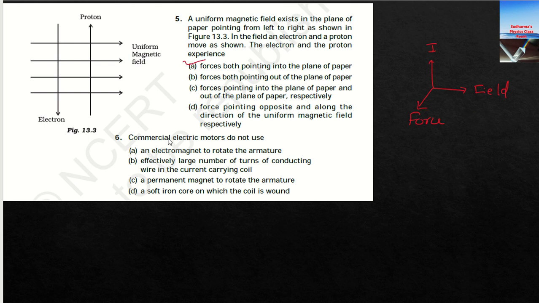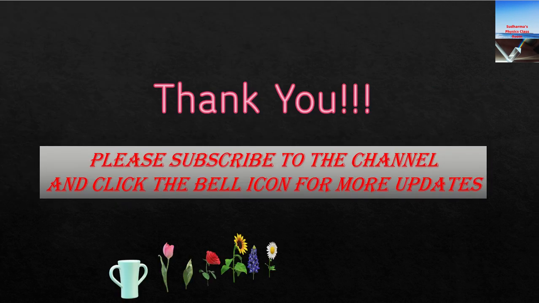Now the question number 6. Commercial electric motors do not use a permanent magnet to rotate the armature. They will be using an electromagnet to rotate the armature. So my dear students, if you study this carefully, if you read the options correct, then definitely you're going to score full marks from the MCQs.